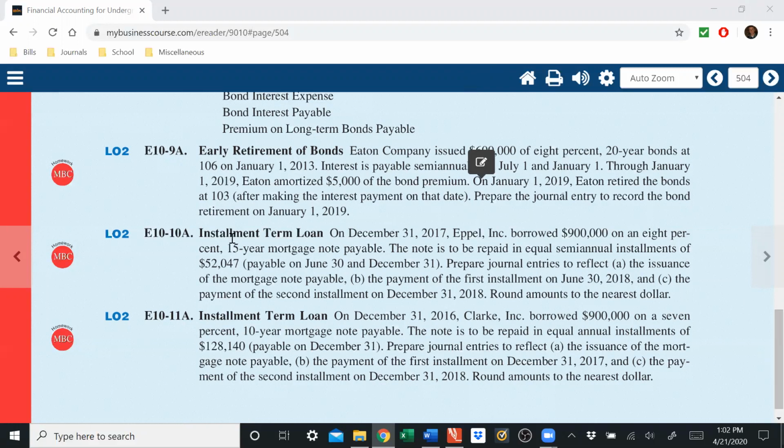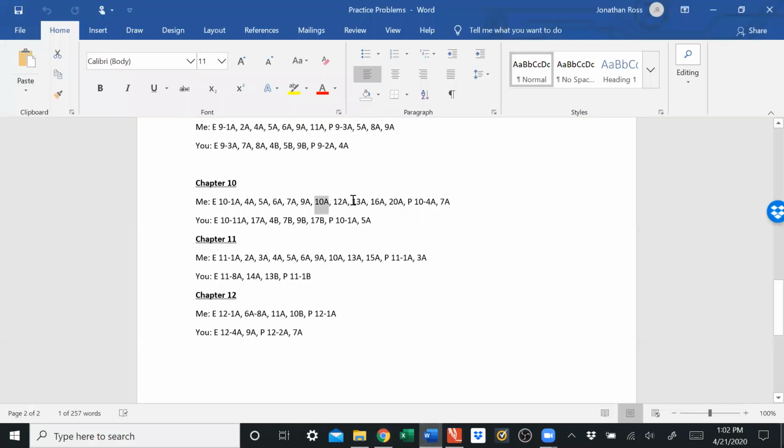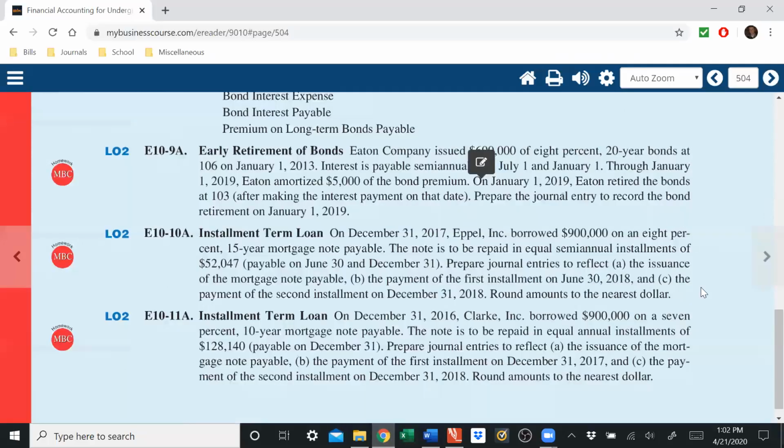10A seems, you guys can, that's not too bad. 12A, it's 12A.